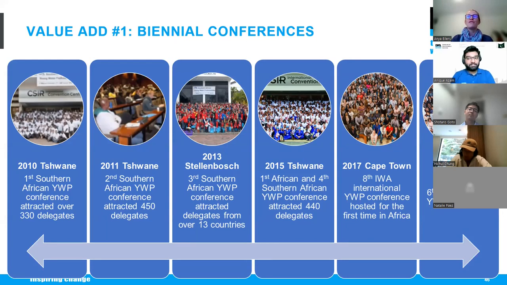You saw the photo earlier on from Jacob. We had the 2017 International IWA YWP Conference in Cape Town, which was really exciting. And we had our last conference in Durban in 2019. This really attracts a huge number of delegates, and it's where people get to know about IWA and YWP. I found out about YWP attending the 2015 conference in Tshwane. So as a committee, we see this brings a lot of value, not only to ourselves, but also to our members and those in the country.